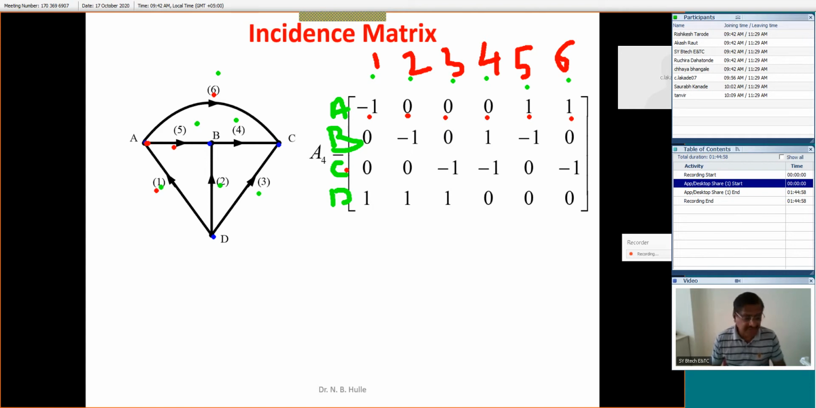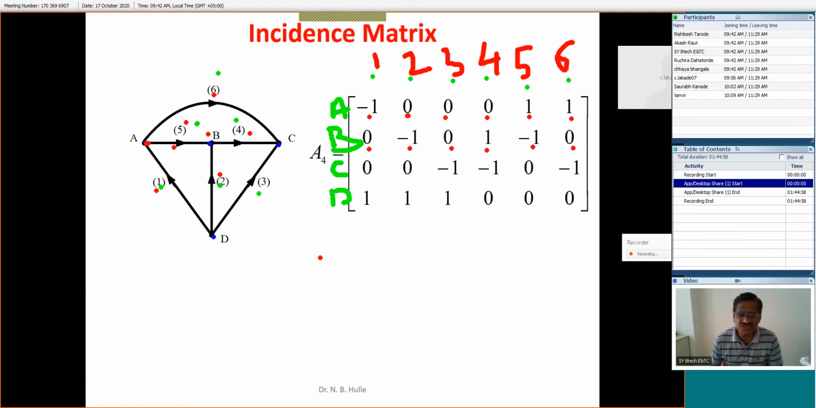Similarly, if I'm coming to the node B, look here, this node B. For this node B, branch number 2 is incoming. Branch number 2 is -1. Branch number 5 is incoming. It is -1. Branch number 4 is outgoing. Look, this is +1. Branch number 4 is a +. And the remaining branches are not connected to the node. That's why 0, 0, and 0. Are you getting me? Because everything we want to show or draw, we want to do in terms of the matrix.